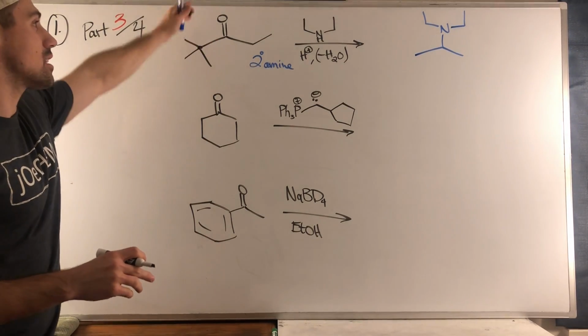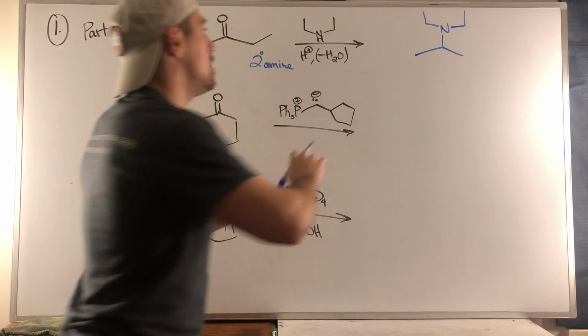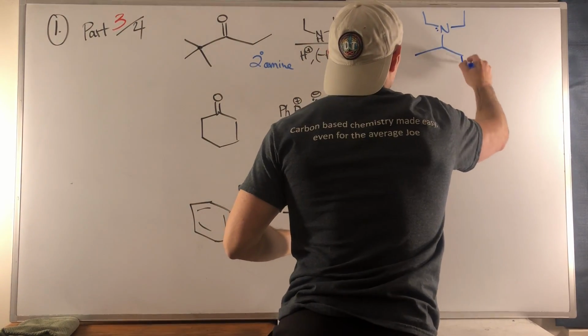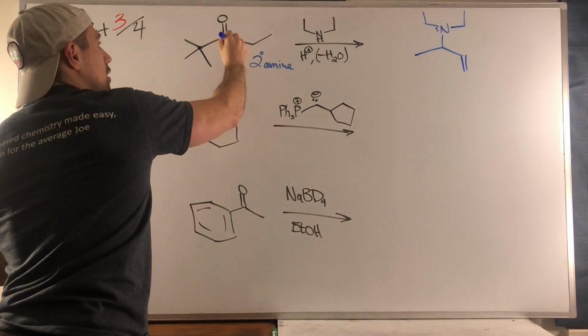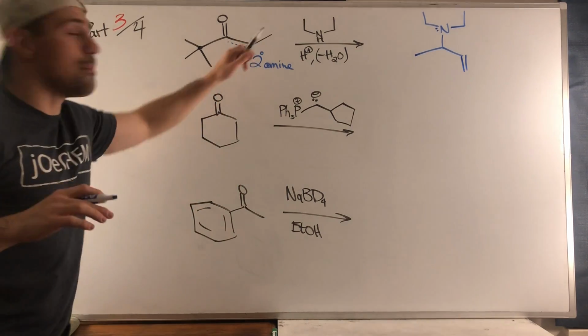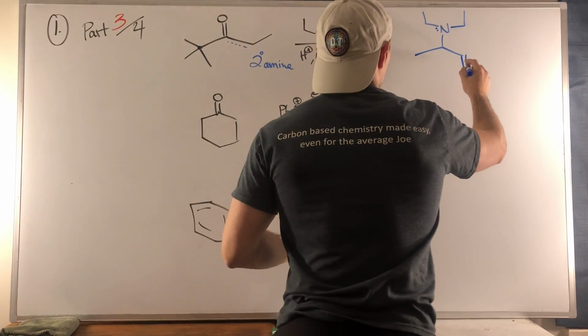We form a double bond. These electrons kick up back onto the nitrogen. So we actually don't even have an option here. We have to make the double bond over here. And in doing so, we flip that methyl group down. We form the E double bond.